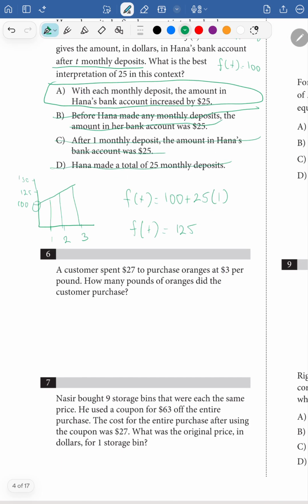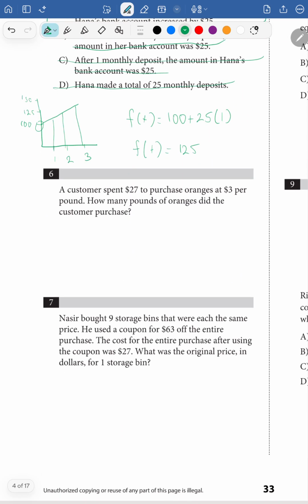Question 6. A customer spent $27 to purchase oranges at $3 per pound. How many pounds of oranges did the customer purchase? So we know we can set this up as a ratio, which is basically a fraction. $3 per. You can always use the fraction as a way of saying per. And then per 1 pound. Okay.